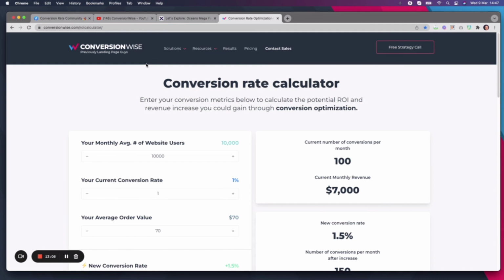So guys, I hope that from this you'll have grabbed just a couple of pointers on A, some bits that you can do to increase your conversion rate, and B, just the power of those numbers. A small uplift in conversion equals big bucks in your revenue.